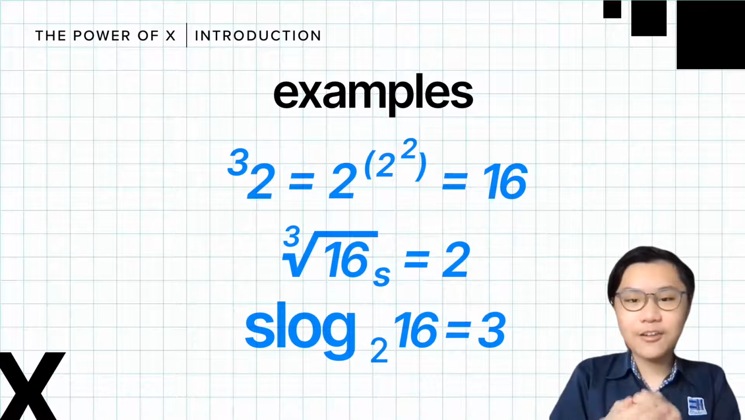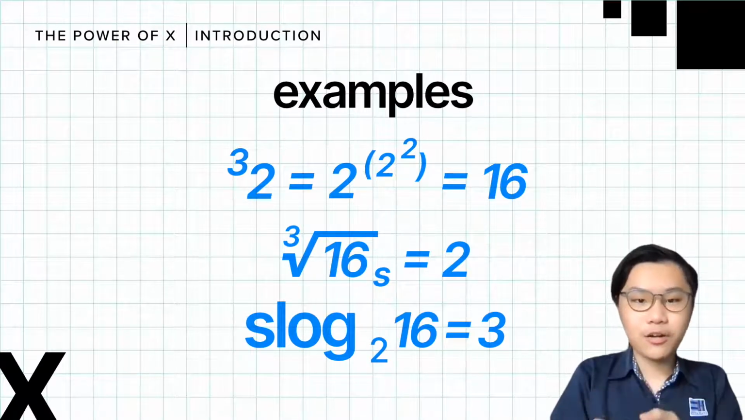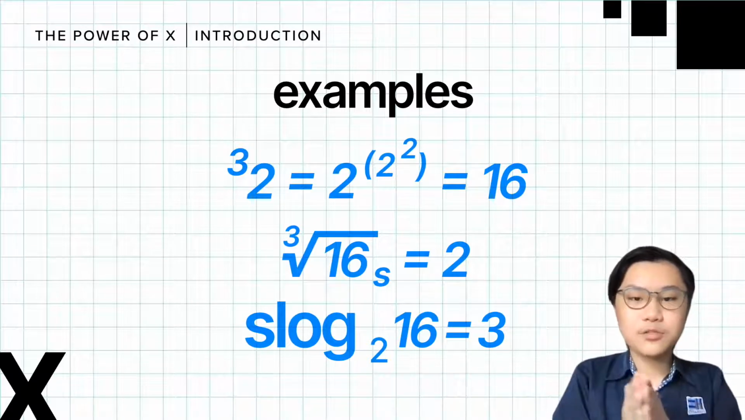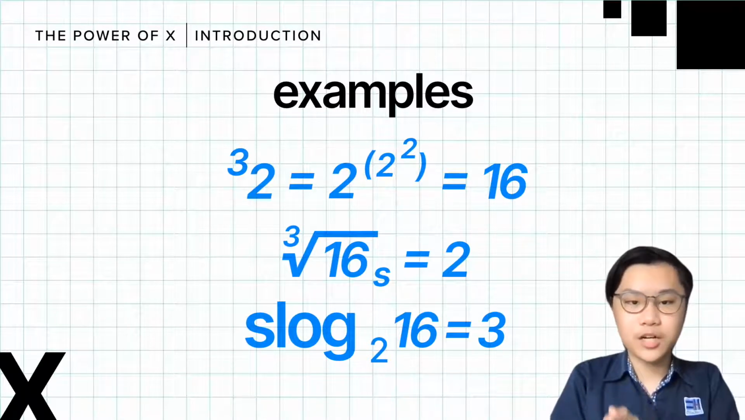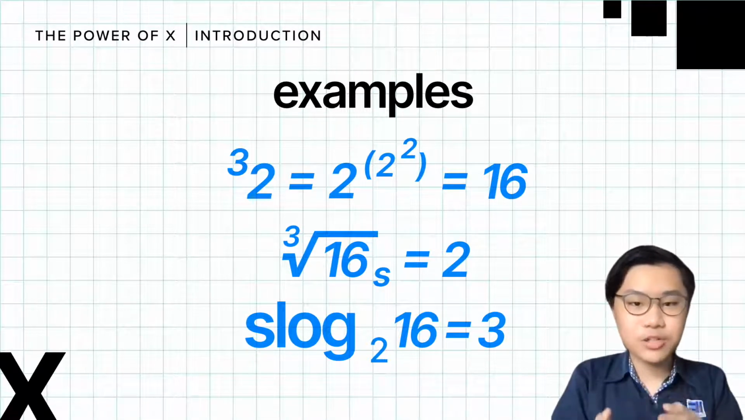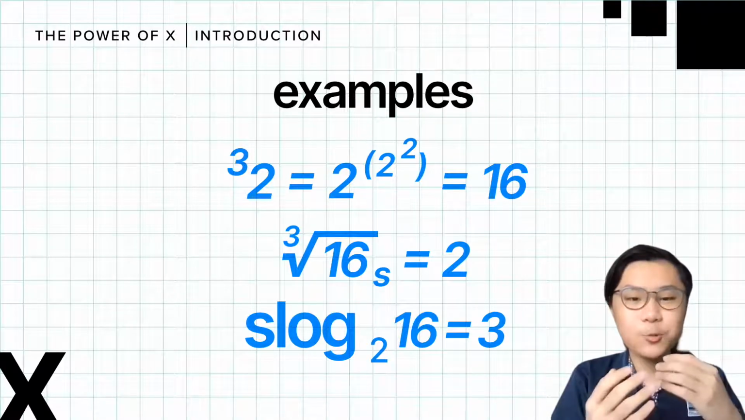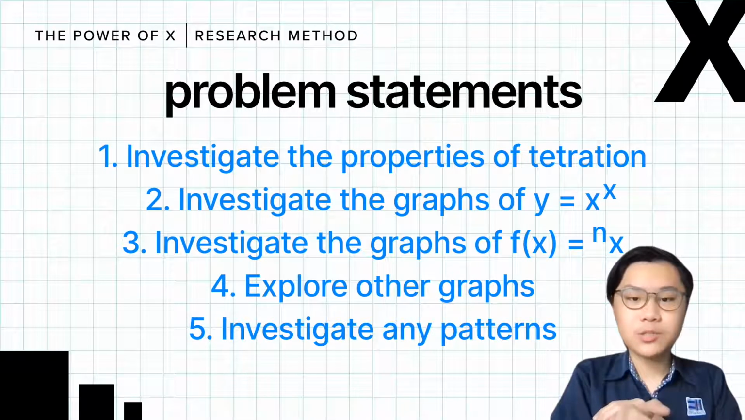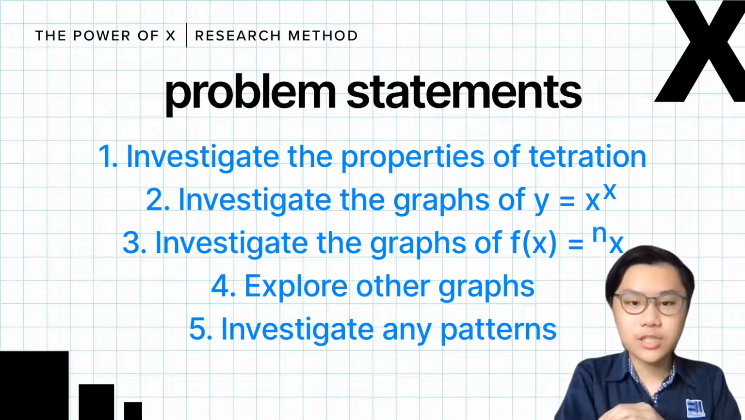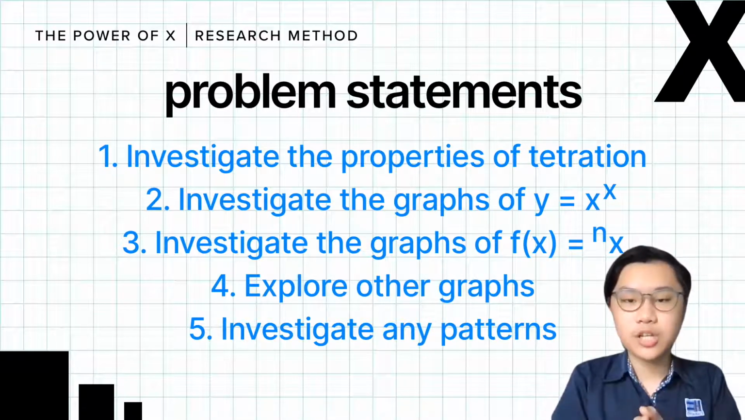2 raised to the height of 3 equals 2 to the power of 2 to the power of 2, which equals 16. We can also reverse this with superlogarithm and super root functions. As you can imagine, tetration of a small number like 2 can produce really large results when you raise the height. The objectives of this research are to investigate the properties of tetration and the graphs of exponentiation and tetration.